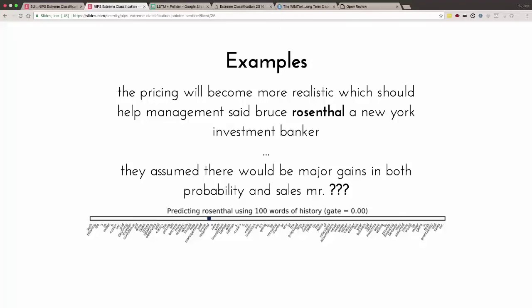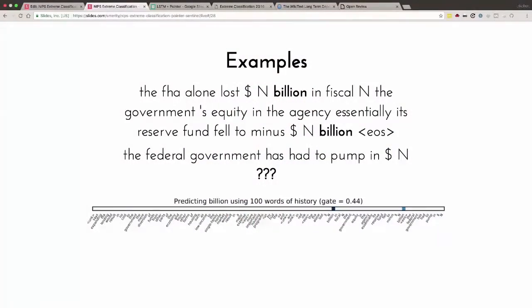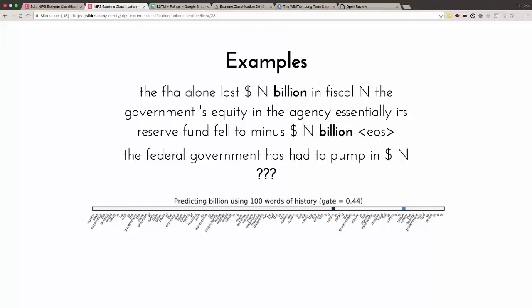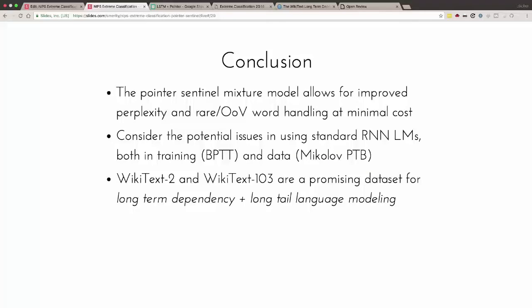And very briefly, here are some interesting examples. As I mentioned before, for rare named entities, it does quite well. It basically is able to recall into the past exactly where it should. And surprisingly, even for frequent words, it uses a pointer. So things like billion or words like said, which are really frequent, it'll still use a pointer to help in deciding what to use.